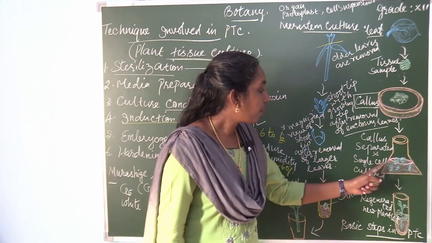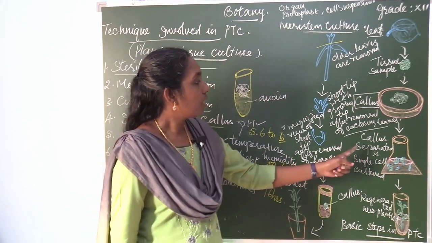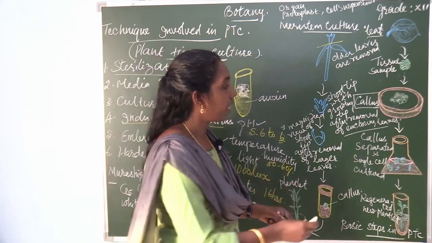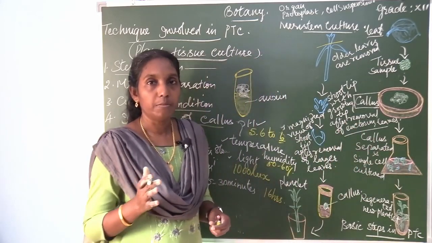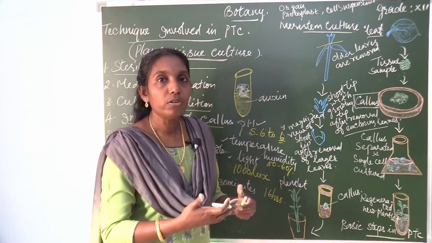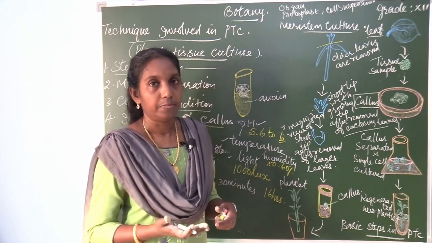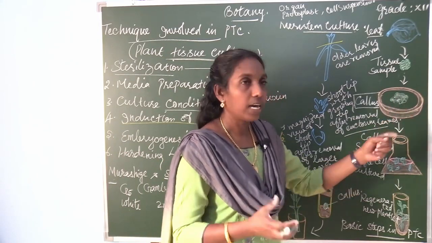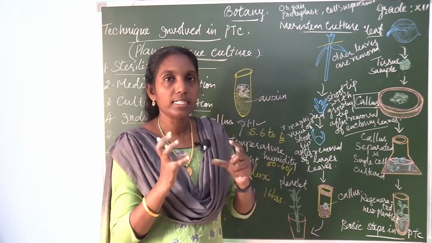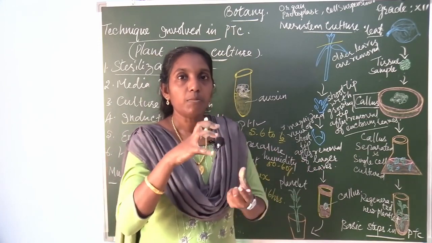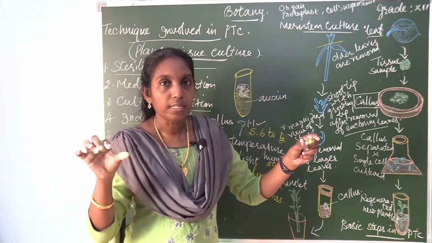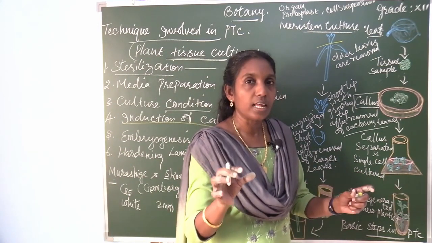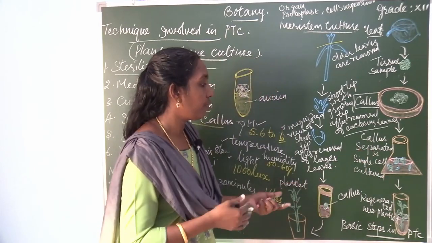This callus is separated into single cells and cultured. Here the callus is separated; from here a number of masses of cells are there. These cells are separated and cultured in different nutrient medium, allowed to divide further, and differentiation takes place. Here callus is the mass of unorganized and undifferentiated cells, just a mass of tissue. It can be separated and cultured in nutrient medium as a single cell culture. Each cell can be cultured to multiply the number of plantlets.